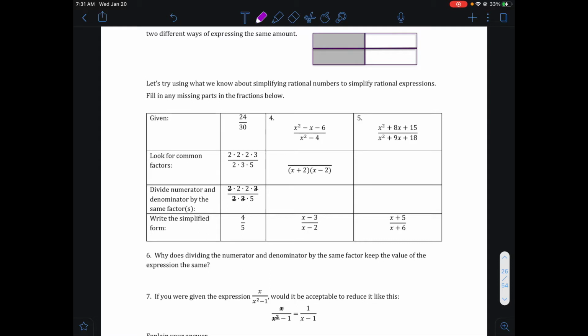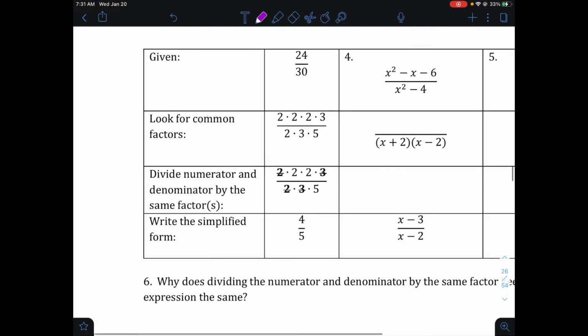All right, so it says, let's try what we know about simplifying rational numbers to simplify rational expressions. Fill in any missing part of the fractions below. What they're showing here is how you simplify a fraction. There are different ways to do this, but one way is to bring it down to its prime factorization. If you remember doing factor trees back in elementary school, you just keep breaking down the numbers until you get down to prime numbers.